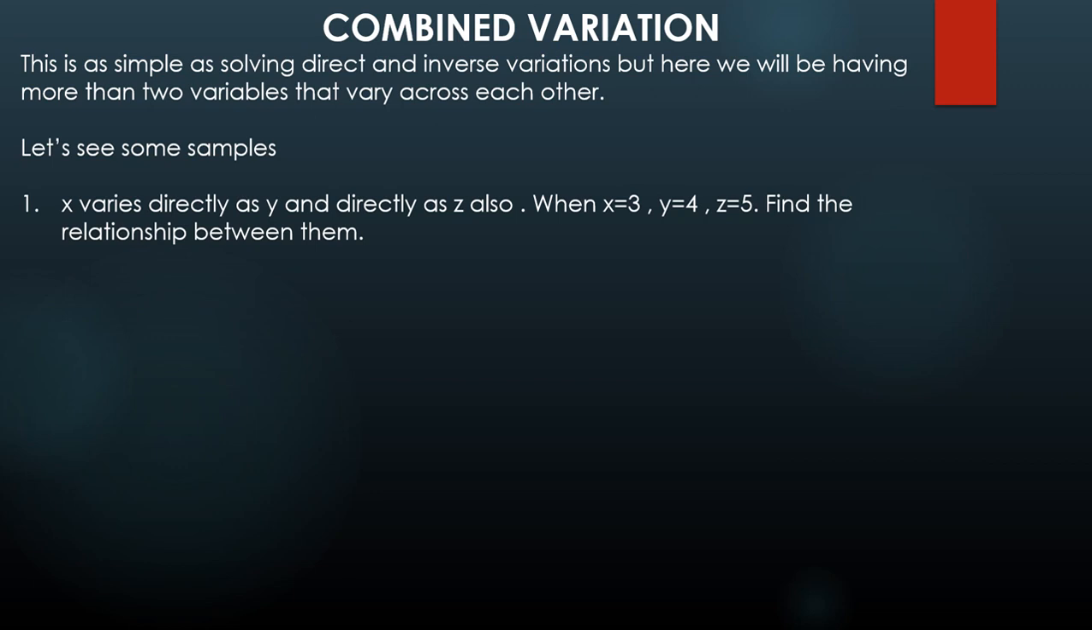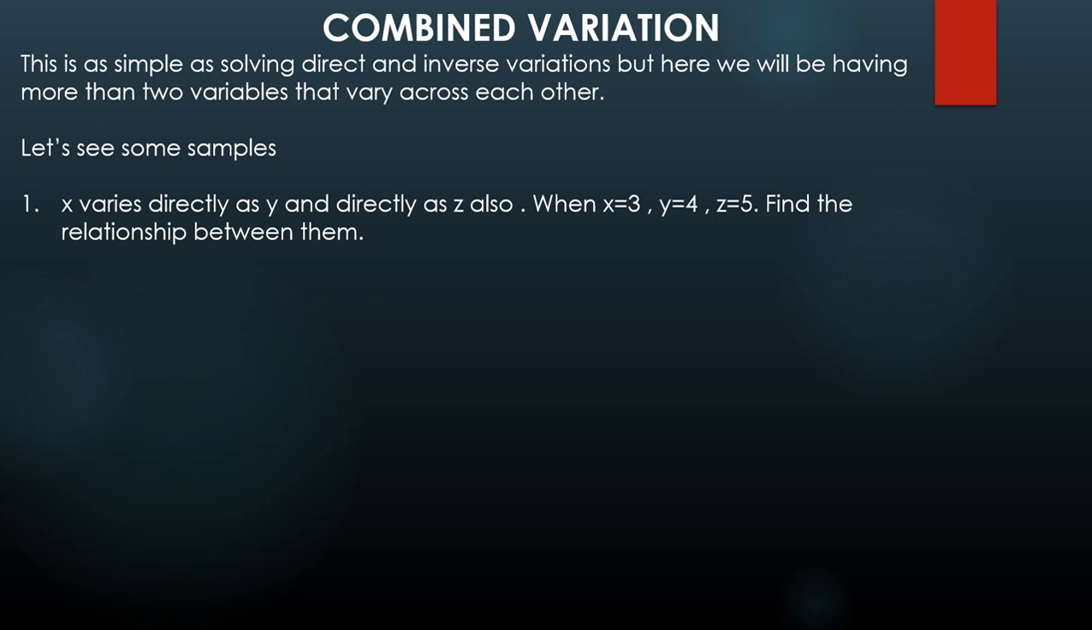So let's see some samples. Here it says x varies directly as y and directly as z also. When x is 3, y equals 4, z is 5. Find the relationship between them. Wow, as easy as that.